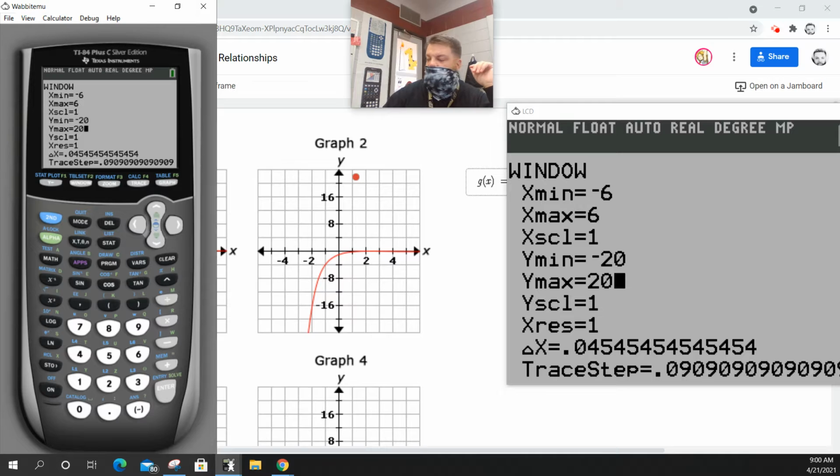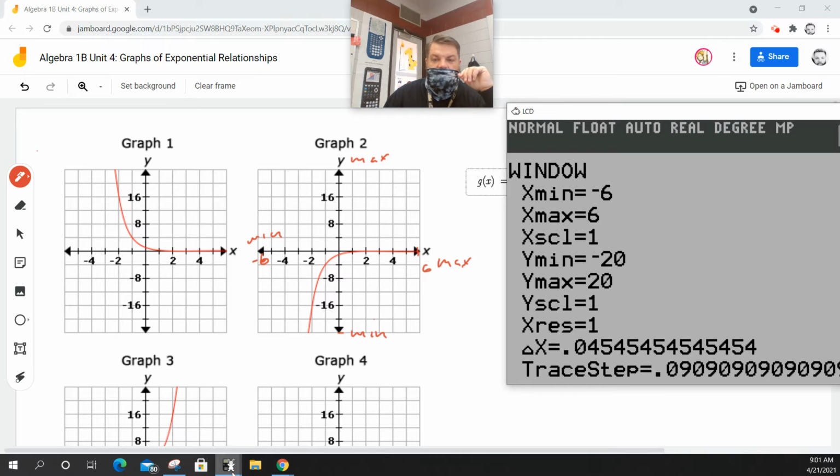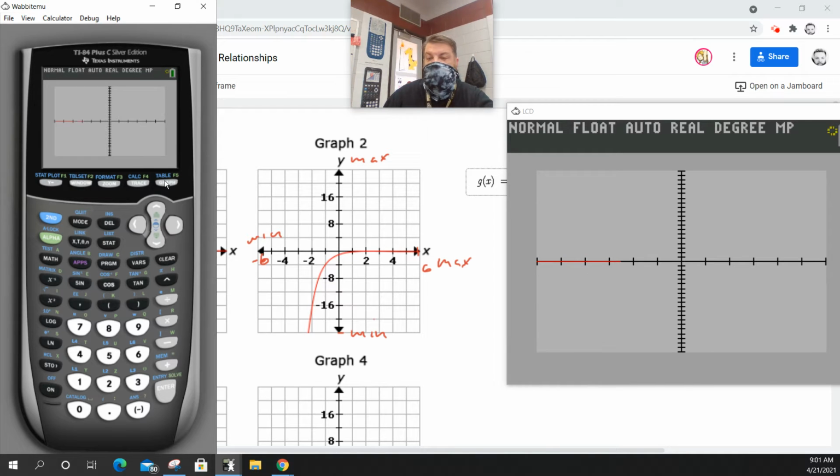How do I know what this is? Well, this is like the y max up here. Way down here, this is like negative 20. This is like the y minimum. Over here, this would be 6, right? So that's like the x max. And over here would be like the x minimum, which is negative 6. So I'm really just matching the graph that they have there. So now that I've got that all set up, when I hit graph, now I'll get a graph that looks just like that.